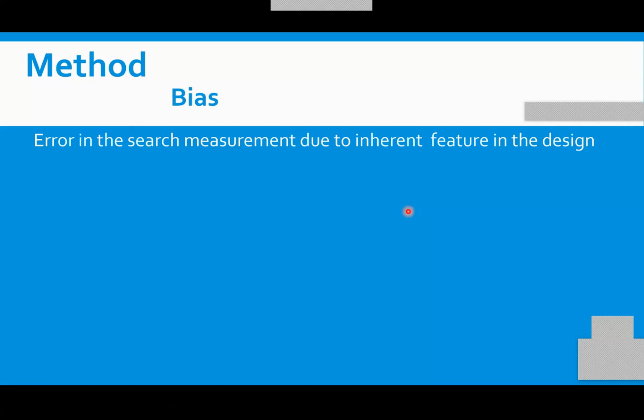So in methodology, the main problem is the bias. Bias is an error in the research measurement due to an inherent feature in the design. What does that mean? The error can be systematic, can be unintentional, can be random error.